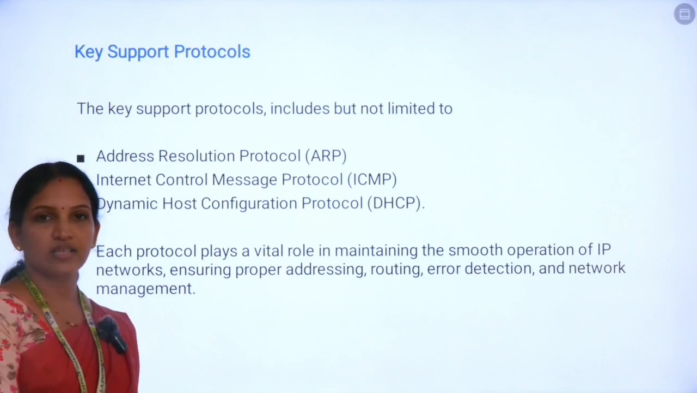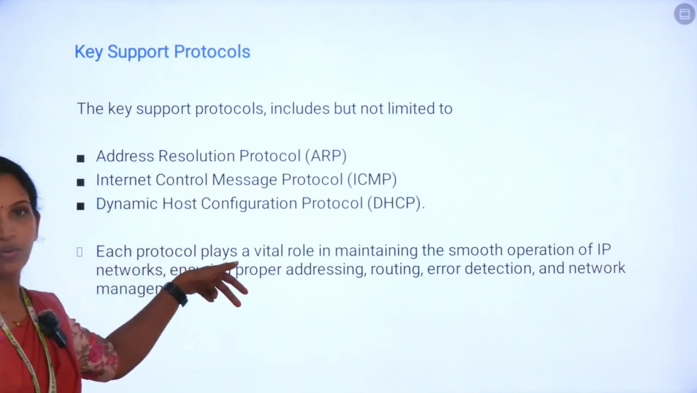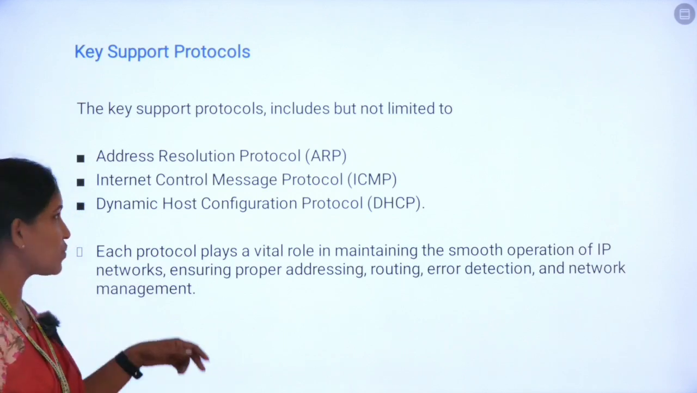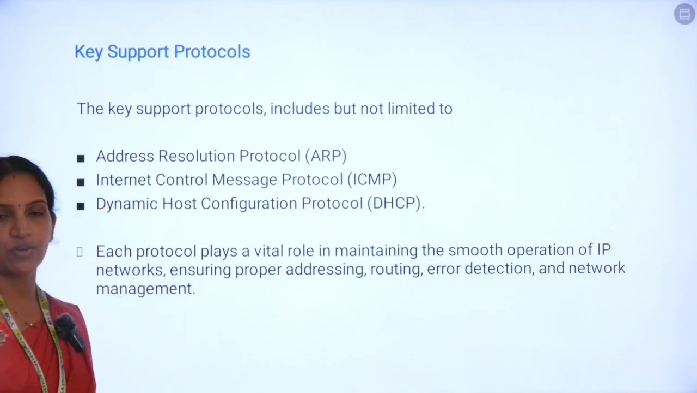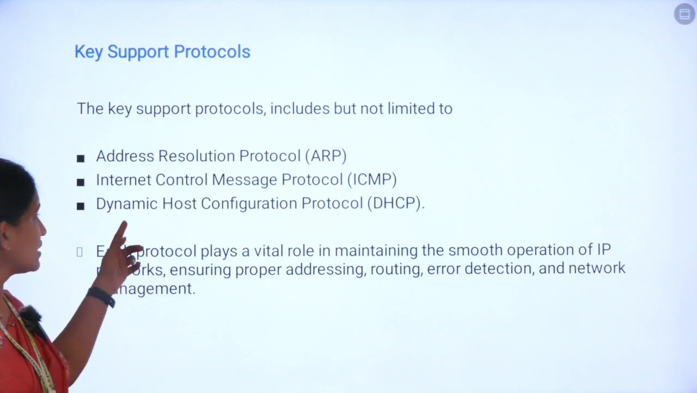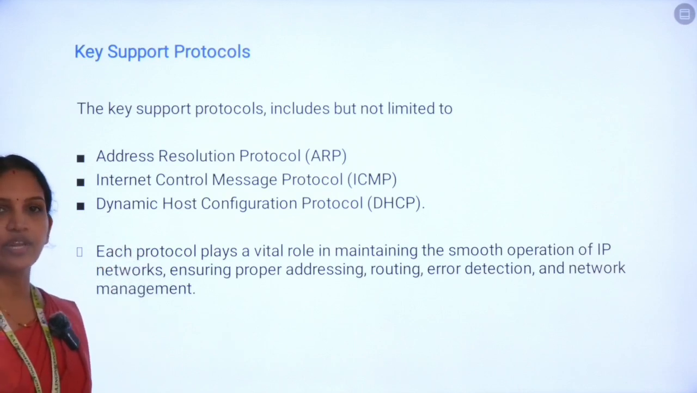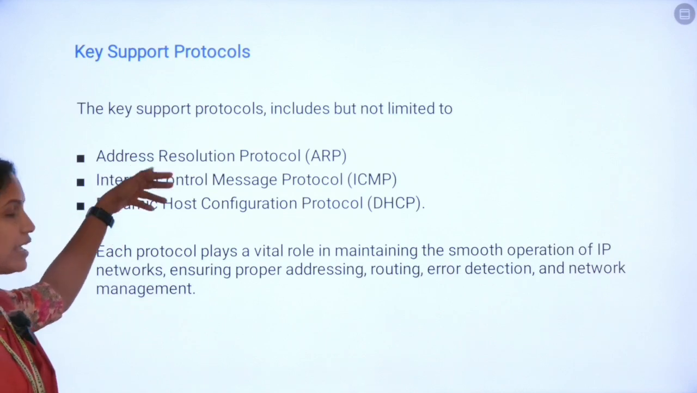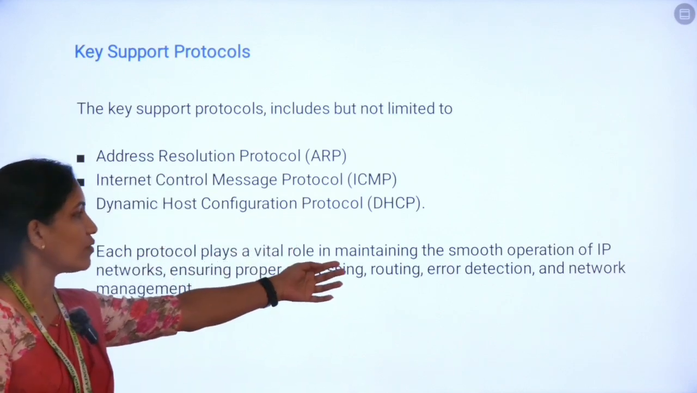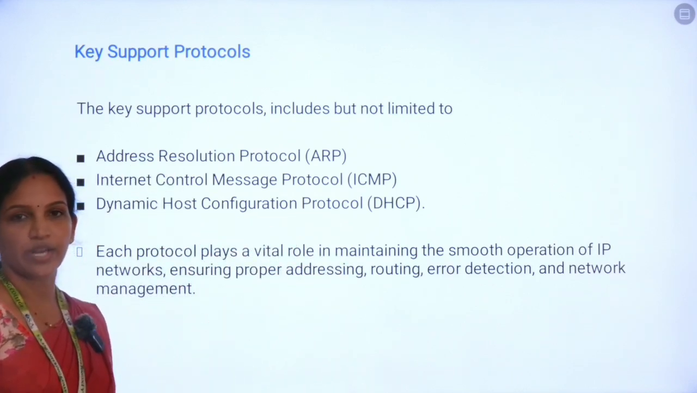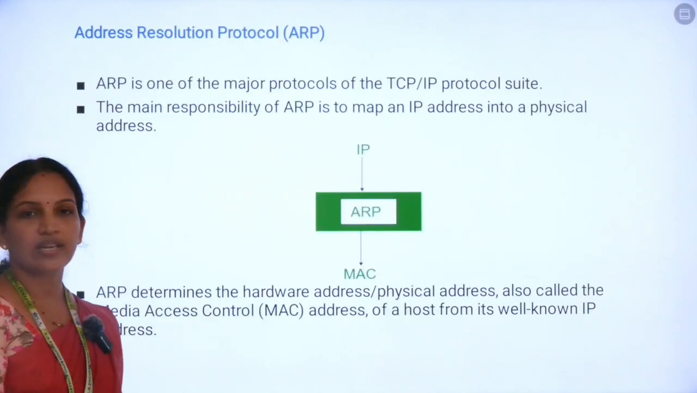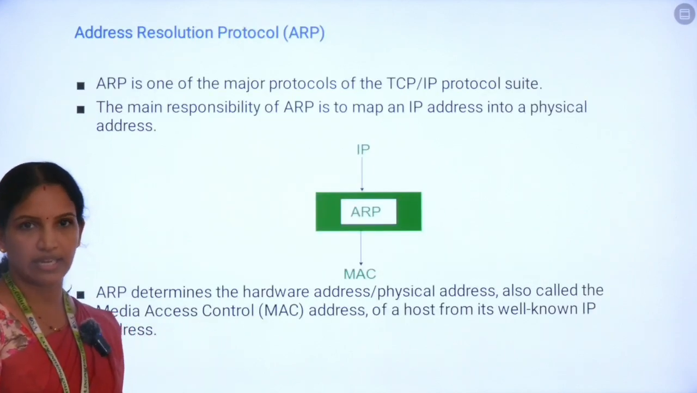Here we will be discussing mainly these three protocols. First one is Address Resolution Protocol, or ARP. Second one is Internet Control Message Protocol, or ICMP. Third one is Dynamic Host Configuration Protocol, or DHCP. All these three protocols play an important role in maintaining the smooth operation of IP. Now let us see each of these protocols in detail.